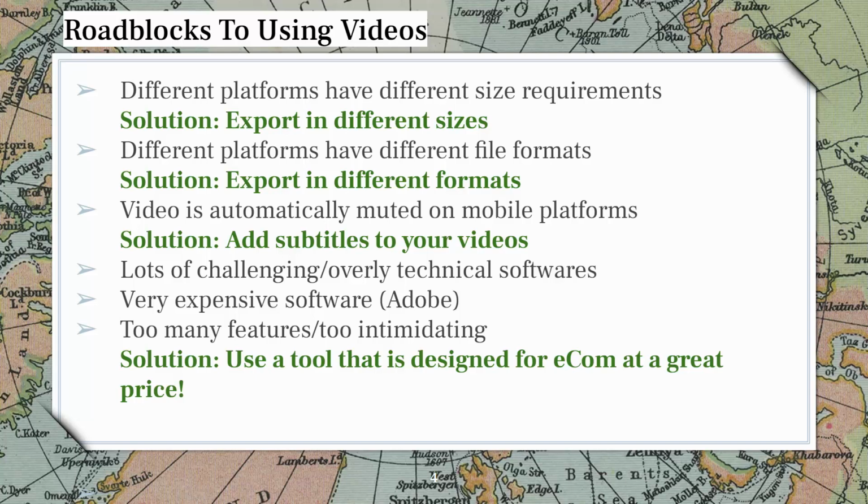But if you have different platforms that need different sizes, in whatever tool you create or produce your video in, just make sure you can export it in different sizes. It's pretty straightforward. If you need different file formats, same thing. Make sure you can export the file in different formats. In order to solve the fact that it's automatically muted, this is no big deal. You just add subtitles. It's very, very straightforward. Now, in some advanced tools, this could take you a few weeks to learn how to do. And the tool that I'm going to show you, it's basically one of the main features.